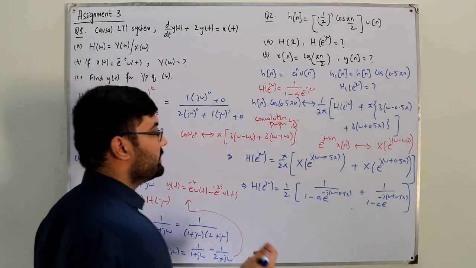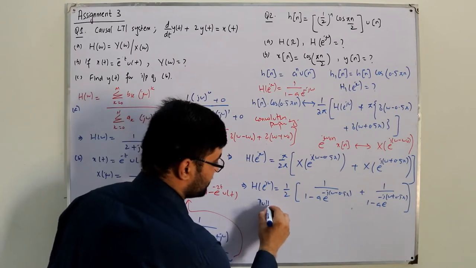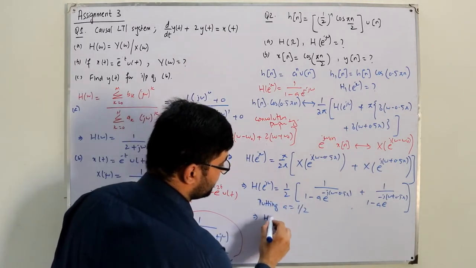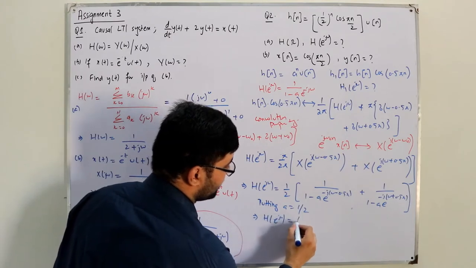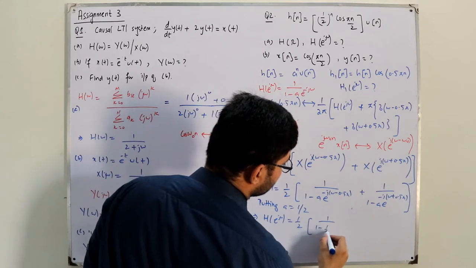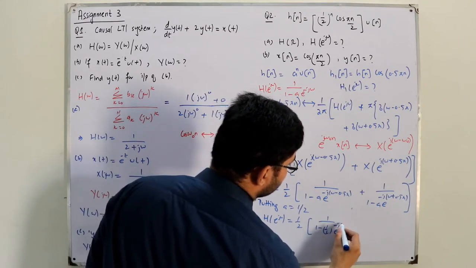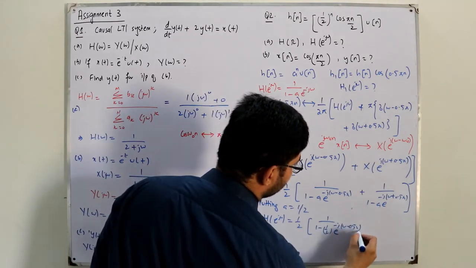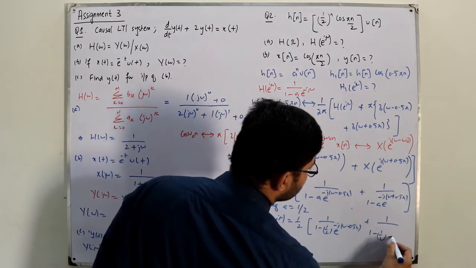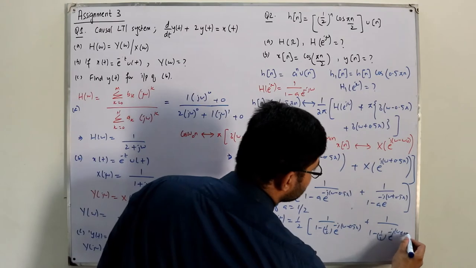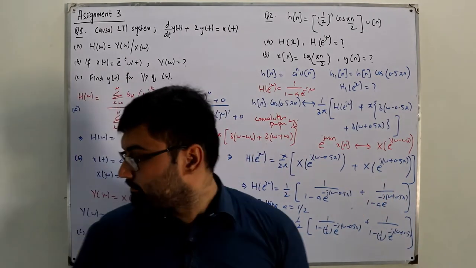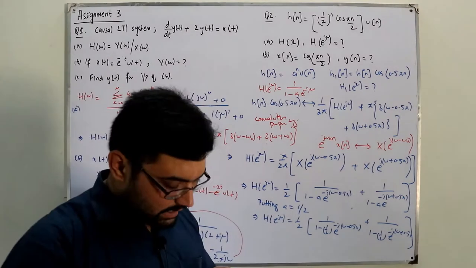Now you can put the value of a equal to 1 over 2. Putting a equal to 1 over 2, you have got your H(e^{jω}). 1 over 2 is common. You have 1 over 1 minus 1 over 2 times e^{−j(ω−0.5π)} plus 1 over 1 minus 1 over 2 times e^{−j(ω+0.5π)}. This is your answer.